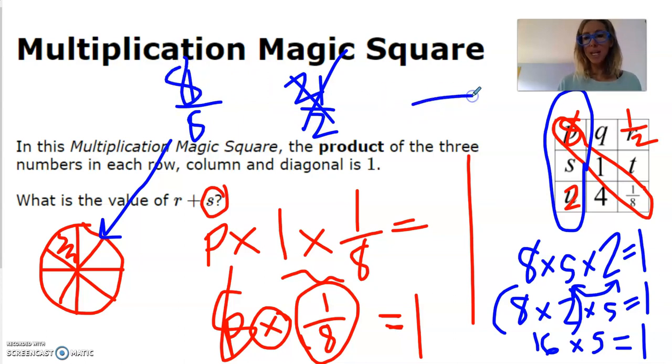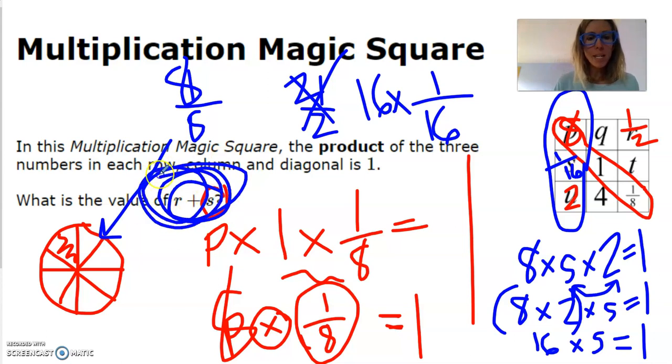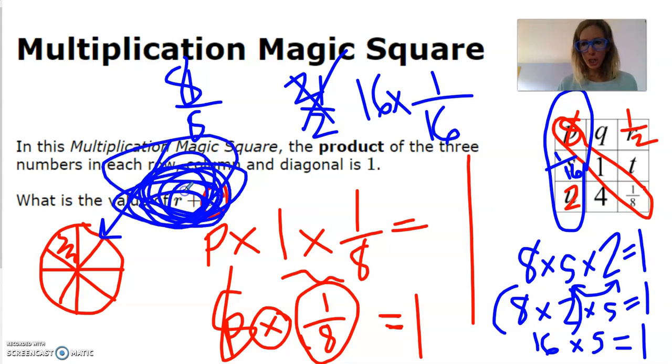So how many would I need for 16 groups of something gives me 1? Well, they're going to have to be 16ths. I would need 16 of the 16ths to give me 1. So S is 1/16. Cha-ching! And what's so cool about this problem is that I'm still not done. Because I found the value of R and S, but now I need to actually add them together.